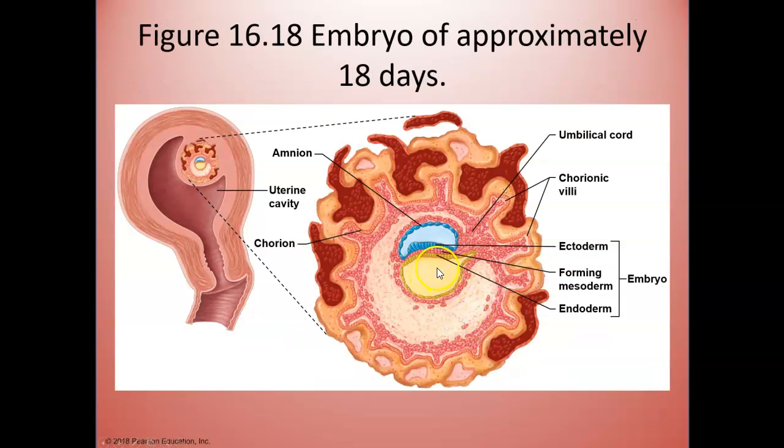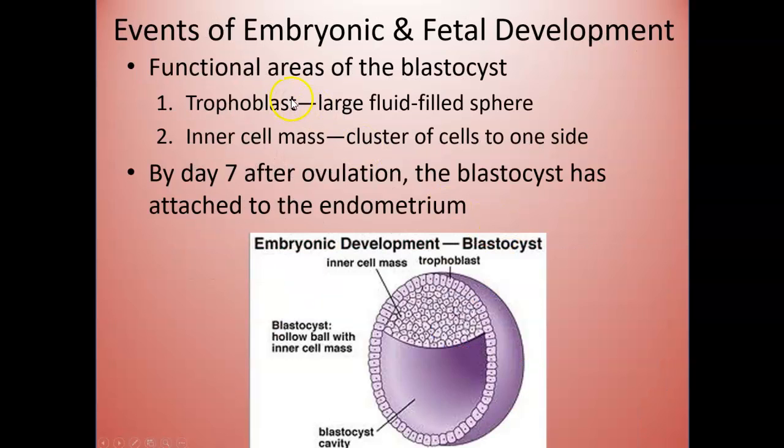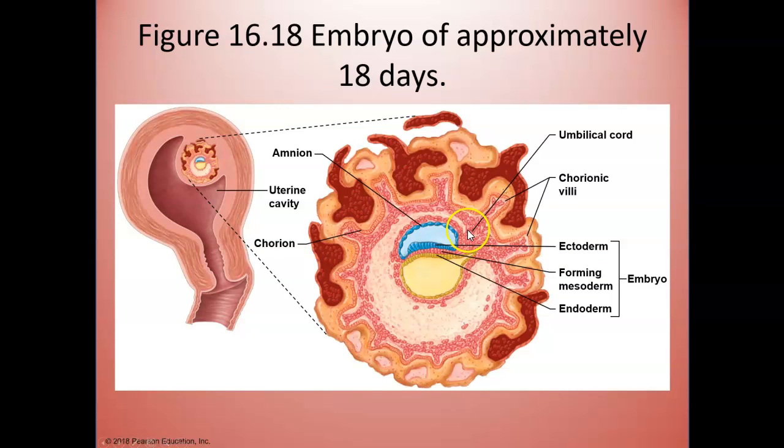Here we can see another image. This is inside the uterus, with the implanted embryo. This is that inner cell mass developing into the ectoderm, forming mesoderm and the endoderm, so the embryo there. We'll point out a couple things. There's a little bit that's still connected to what was the trophoblast. That's going to become the umbilical cord. And what was the trophoblast will develop all these little things called chorionic villi, which will embed into the uterine lining. That's going to become the placenta and allow for things to happen there.